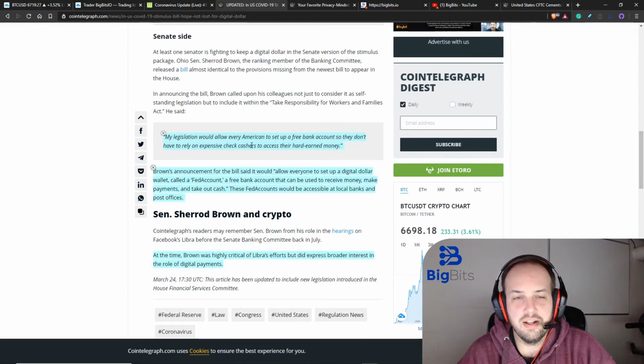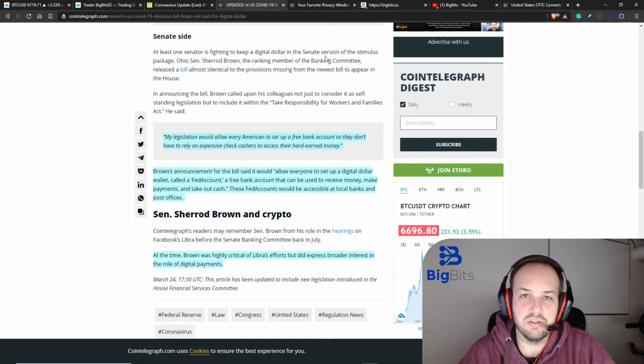So that is everything with the stimulus and coronavirus. I don't want to go into all that. There's a lot of other people talking about that. I don't need to go in depth about it. But the important thing is they're working on a stimulus. There's a chance of a digital dollar, and America is continuing to climb up the charts. So who knows what's actually going to happen.